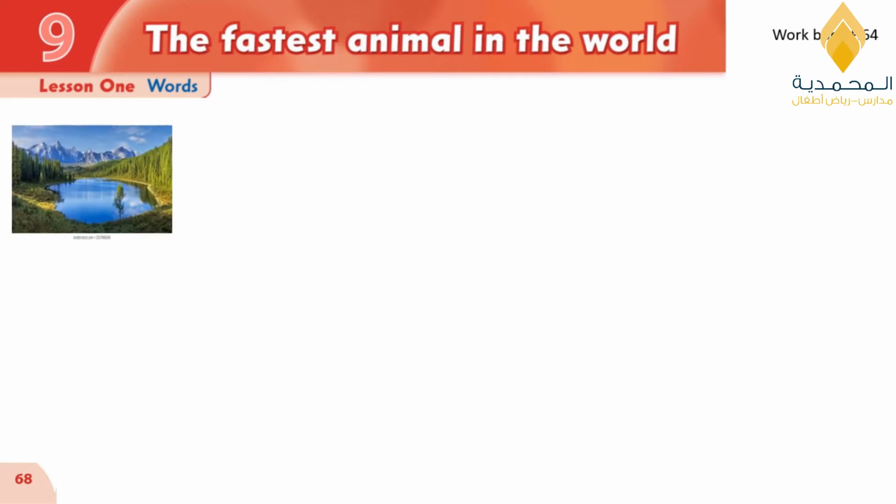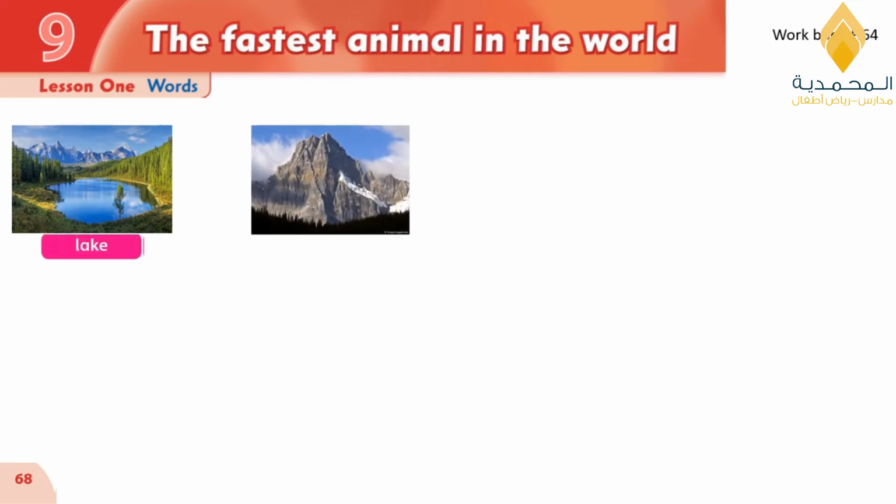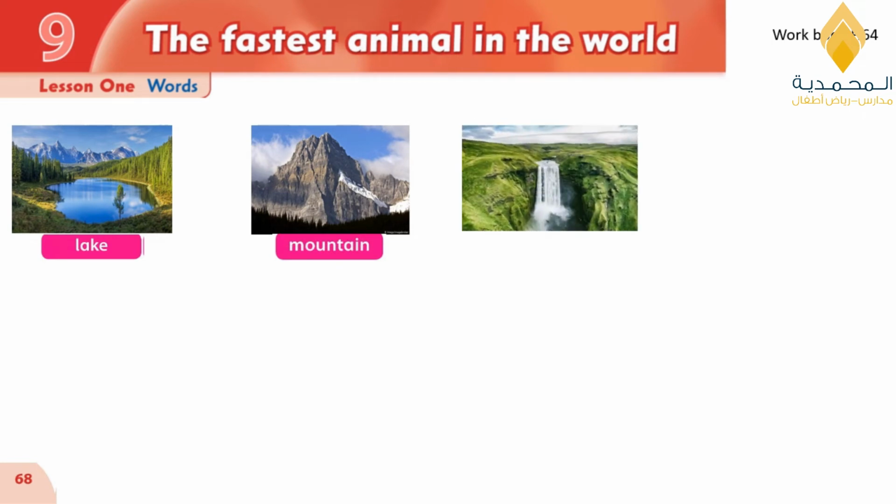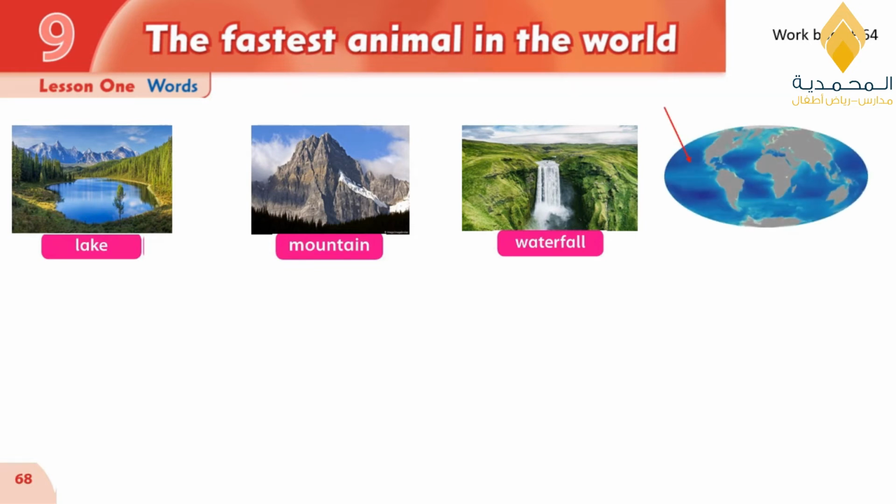What's this? Excellent. Lake. Repeat after me. Lake. Great. Number 2, what's this? Mountain. Repeat after me. Mountain. Excellent. Number 3, what's this? Waterfall. Waterfall. Great. And this one? What's this? Ocean. Ocean.